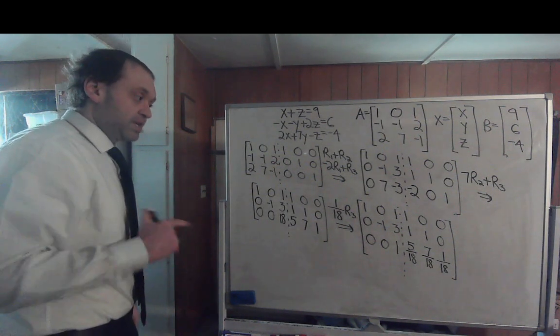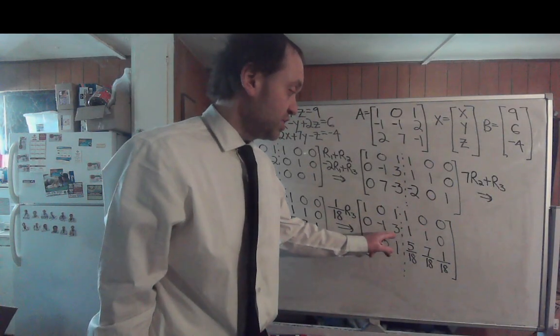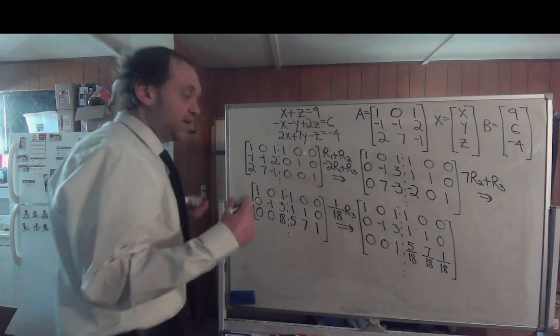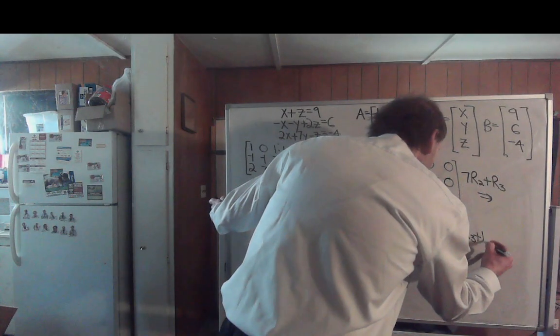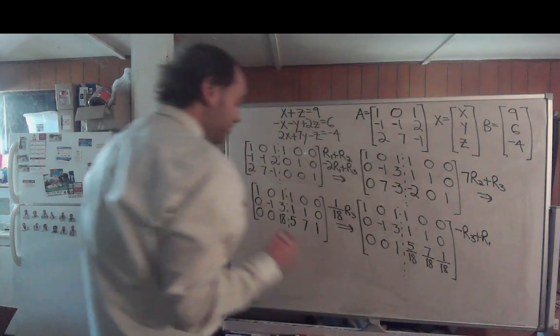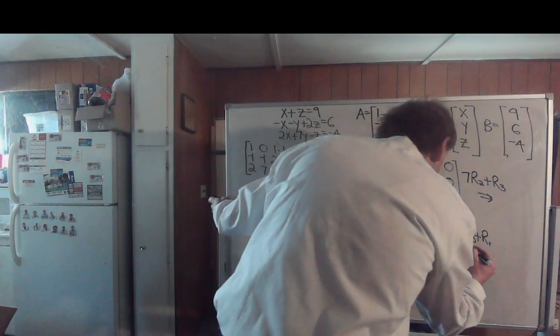Next thing I'm going to suggest is that we make the third digit in rows 2 and 1 a 0. Well, if I just take the negative of row 3 and add that to row 1, I can make it happen there. And then if I take negative 3 times row 3 and add it to row 2, I can make it happen there.